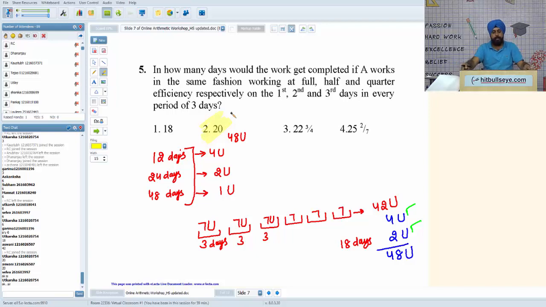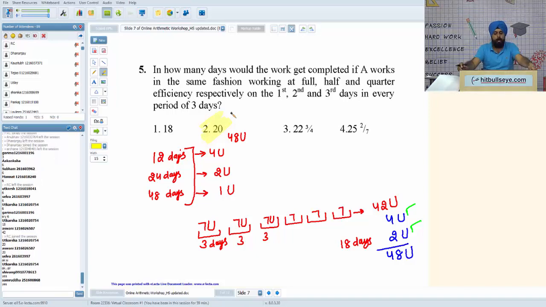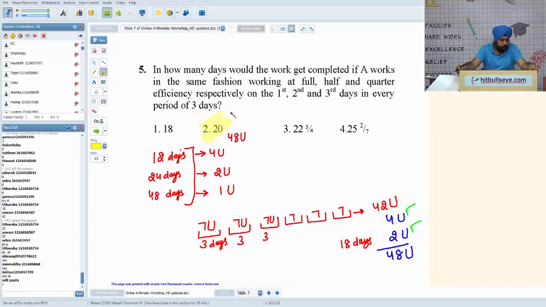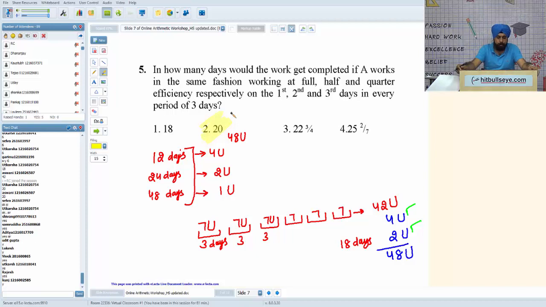In all the questions in which the work is done at full efficiency, half, quarter, or there are 2 or 3 different persons doing the work on alternate days or every 3rd day or every 4th day, for all such questions, it is always better to assume the work in terms of number of units and then take the efficiency of every person in terms of units only. The advantage of the units method, students, is that you avoid the fractions which otherwise make your calculations very, very tough. Right?